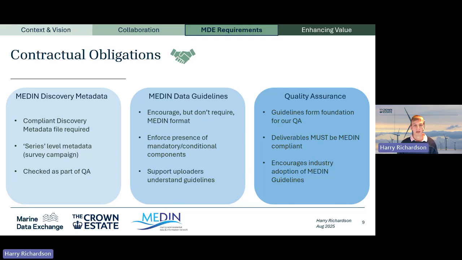So what do we require? Per survey, we require one metadata XML, so one discovery metadata file that's compliant with MEDIN. We check this as part of QA, but more key to that is the MEDIN data guidelines. So whatever specific data guidelines are relevant for that survey and the deliverables collected from that survey, we require the components identified in those guidelines to be delivered, both the mandatory and conditional components, again really enforcing that to make it as findable, accessible, interoperable, and reusable as possible.